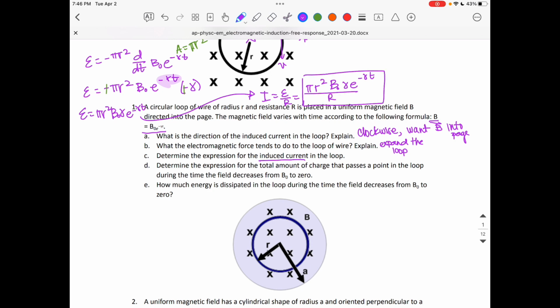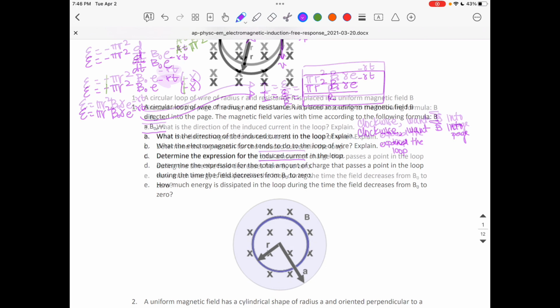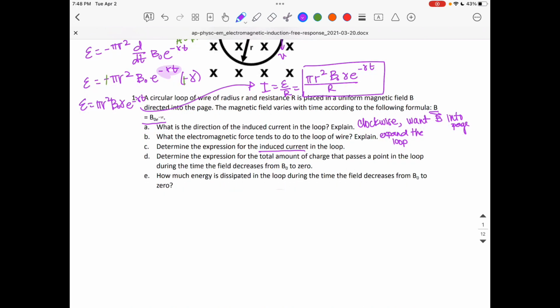So that is our current for C. So for part D, determine the expression of the total amount of charge that passes a point in the loop during the time the field decreases from B naught to 0. This is an interesting equation. They are asking us for the amount of charge, and what we just calculated is the current.